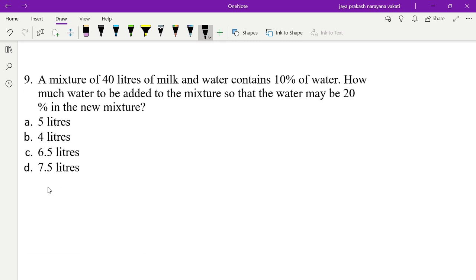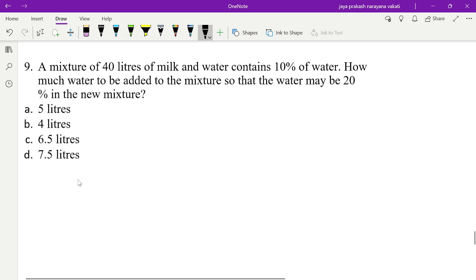The question is in this way, guys. A mixture of 40 liters of milk and water contains 10% water. How much water must be added to the mixture so that the water may be 20% in the new mixture? So let's see, guys. There is a mixture in a vessel. This is of 40 liters he mentioned. And he's telling this is of 10% water is there.